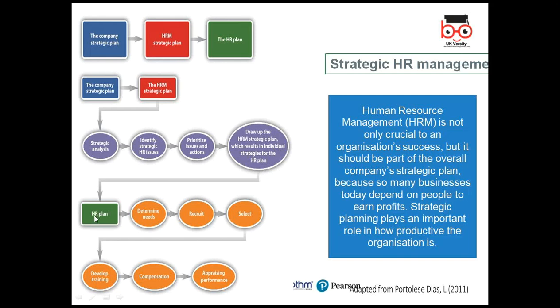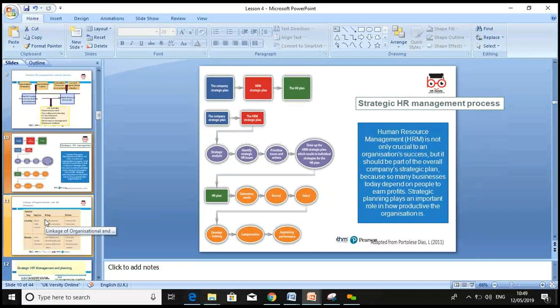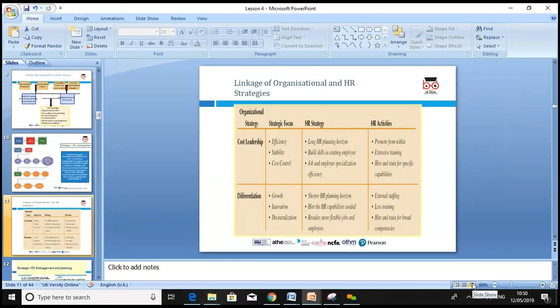We will discuss this further in the slides as well. HR plan: determine the needs, recruit and select, develop, compensation and appraisal of performance. So for the appraisal system in our organization, a lot of researchers and authors recommend 360-degree appraisal. So not appraisal by the senior or by the junior only, but various stakeholders will appraise you and your performance will be determined on the basis of 360-degree appraisal. So that is what we need to follow in our organization.